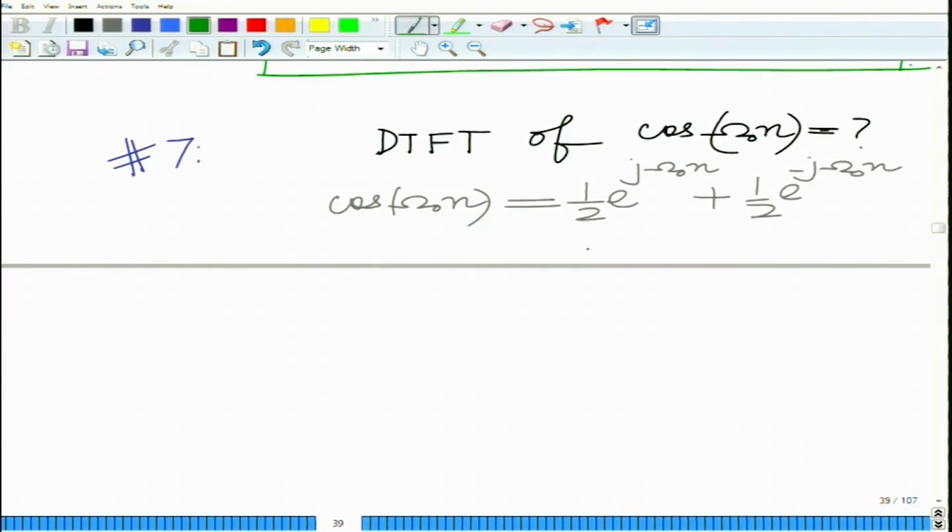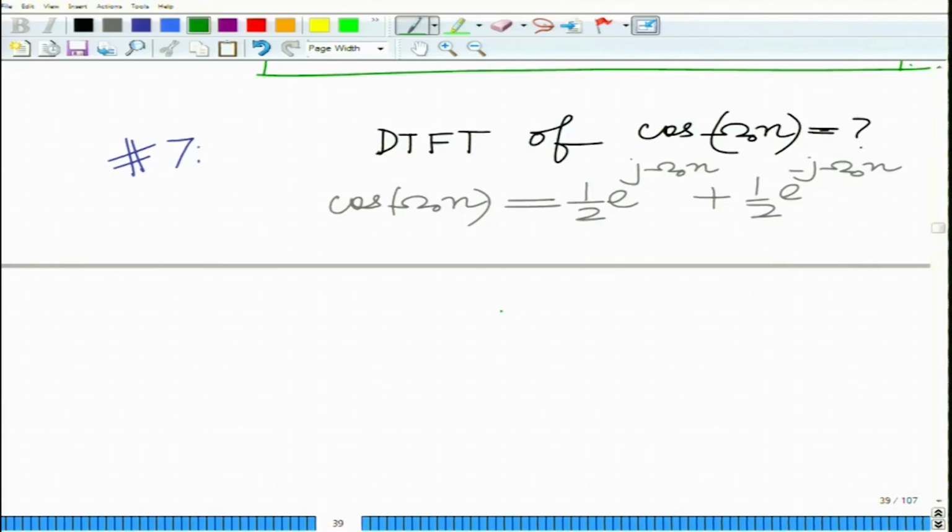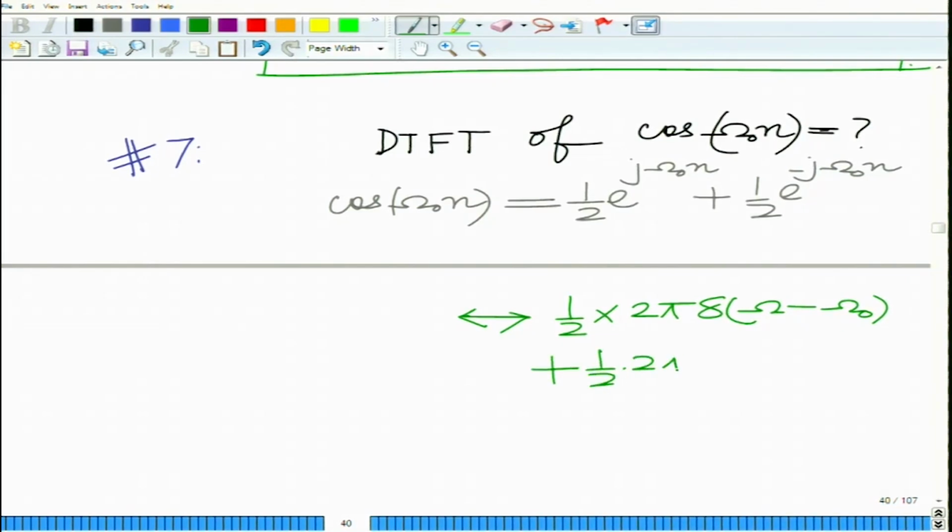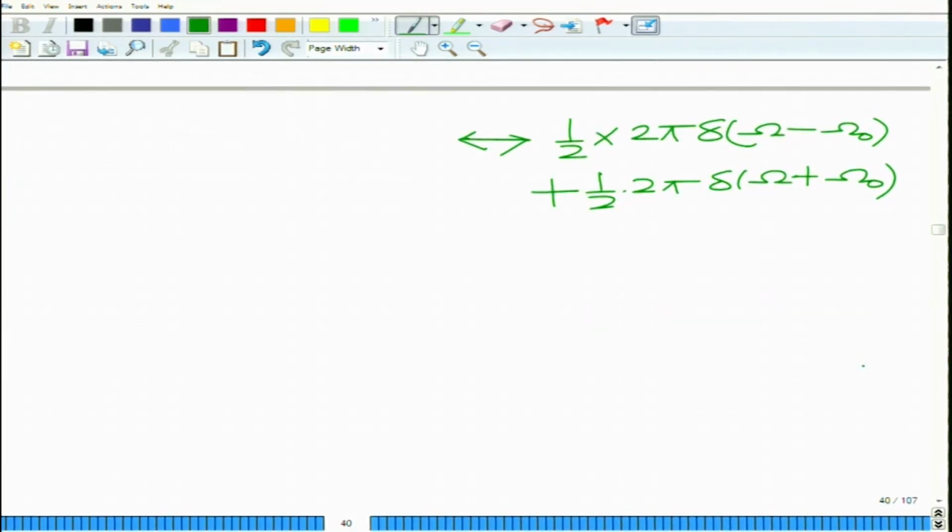e raised to j omega naught n has DTFT 2 pi delta omega minus omega naught, as we have seen before in the previous example. So, half e raised to j omega naught n has DTFT pi delta omega minus omega naught. Similarly, half e raised to minus j omega naught n will have the DTFT pi delta omega plus omega naught. So, this will have half times 2 pi delta omega minus omega naught plus half times 2 pi delta omega plus omega naught.